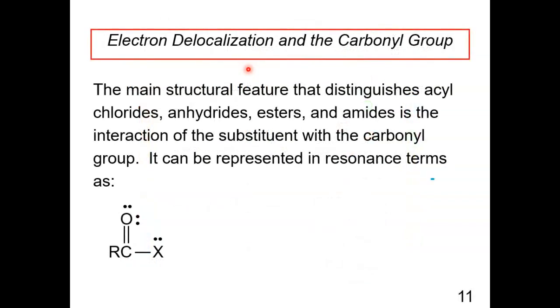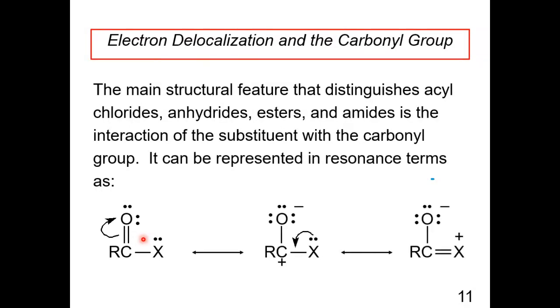Okay. So then if you look at the structures of those carboxylic acid derivatives, the main structural feature that distinguishes acyl chloride, anhydride, ester, and amide is the interaction of the heteroatom with the carbonyl group. Okay, so if you look at such electronic interactions, you can analyze them by using those three resonance forms. Okay.